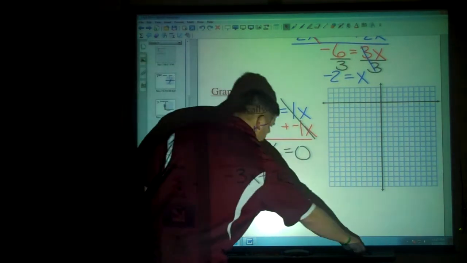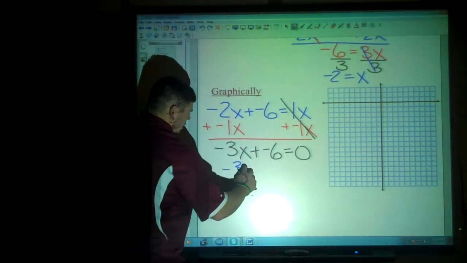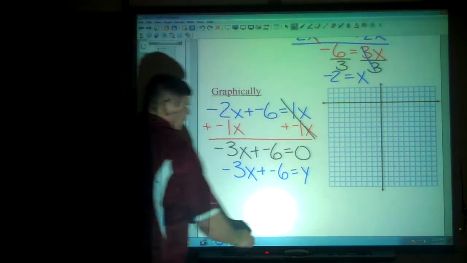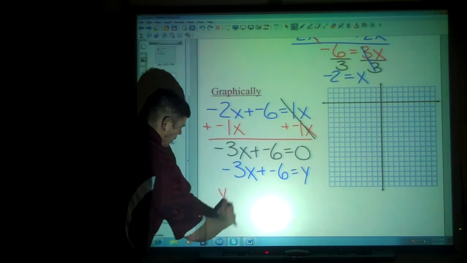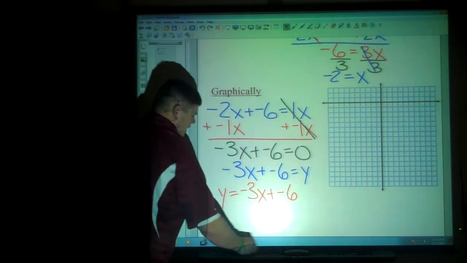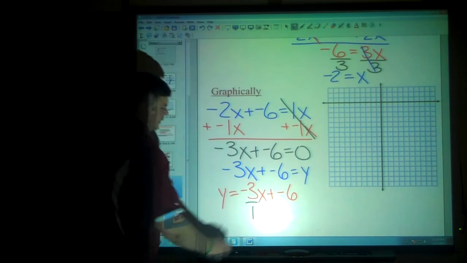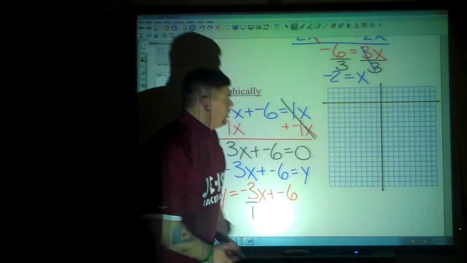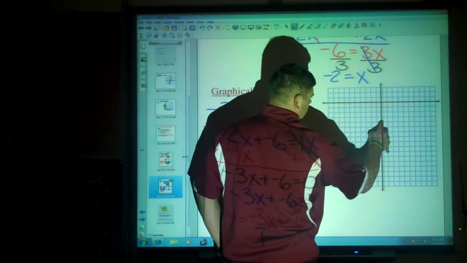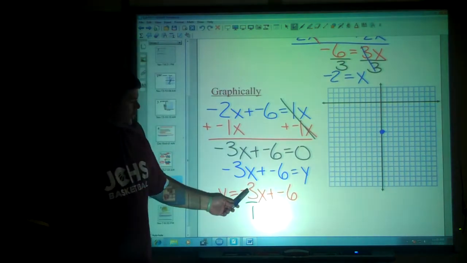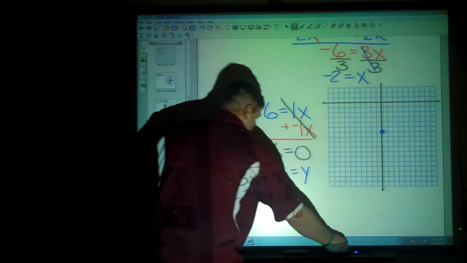Step 2, replace the 0 with the letter y. And I'll rewrite it so that y is first, so it looks more familiar. Y equals negative 3x plus negative 6. And if you want, you can write the negative 3 as a fraction. So you have your rise over your run. You go over to your graph, and you have a y-intercept of negative 6. And according to this slope, we're supposed to go down 3 and right 1.